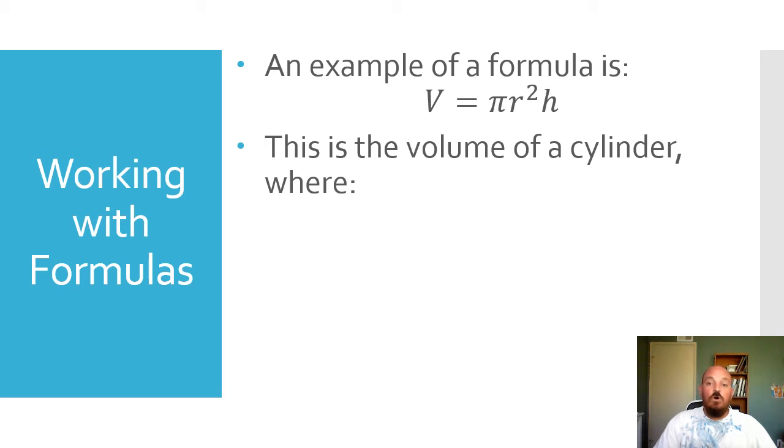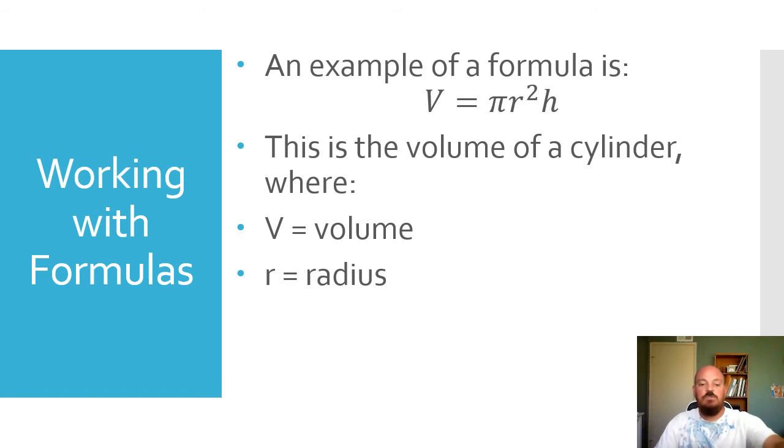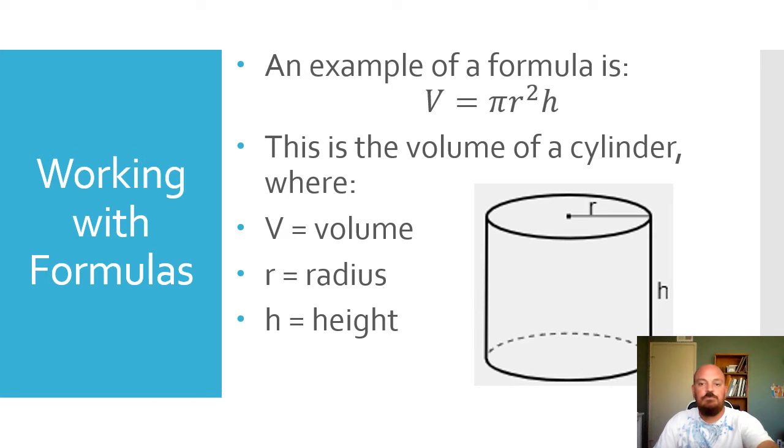This is for the volume of a cylinder. So capital V represents volume. Remember, the variables usually mean something. V stands for volume. R stands for radius. And I'll show you a picture in just a second where you'll see that. And H stands for height. V for volume, R for radius, H for height. Each letter is the first letter of the word it represents.